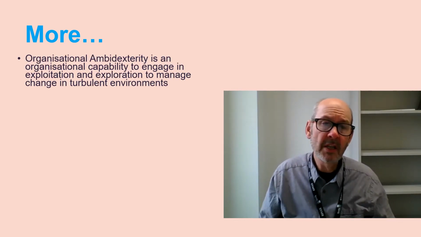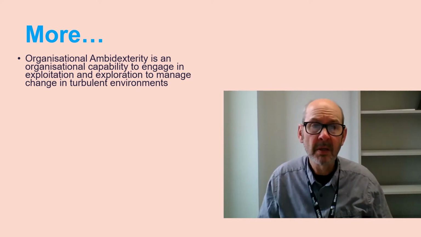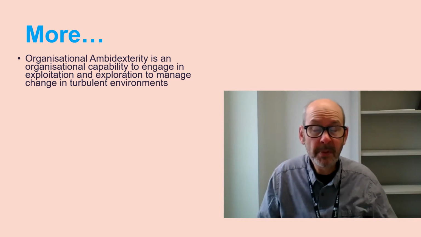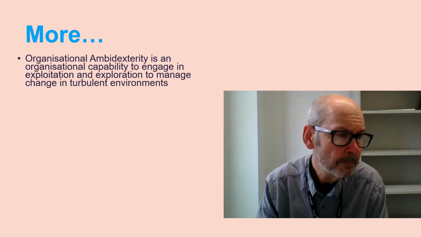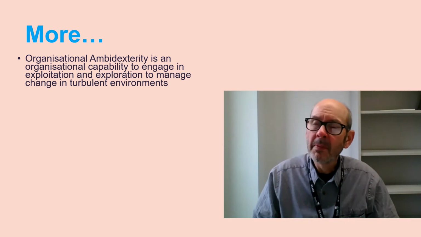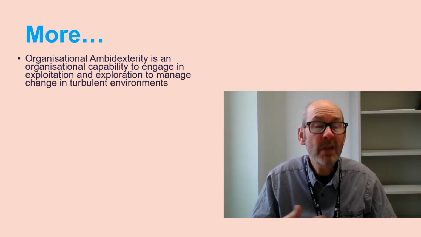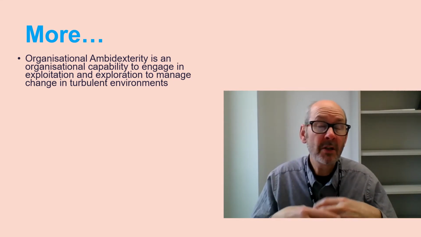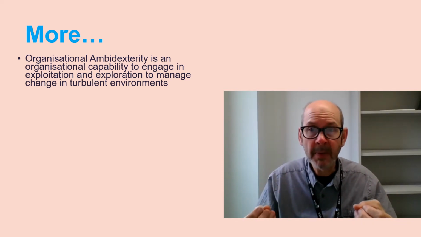A little bit more about what organisational ambidexterity is. So organisational ambidexterity is an organisational capability to engage in exploitation and exploration to manage change in turbulent environments. So there's a couple of things to note here. It's a capability. So an organisation has put in place tools, structures, resources to manage that capability, to do both, to not just hope that it happens, but to ensure that both things are happening.